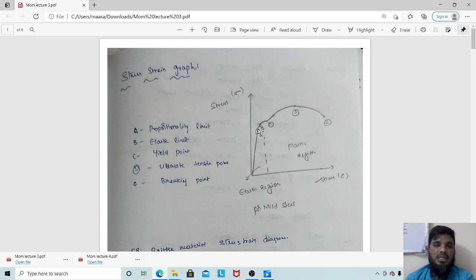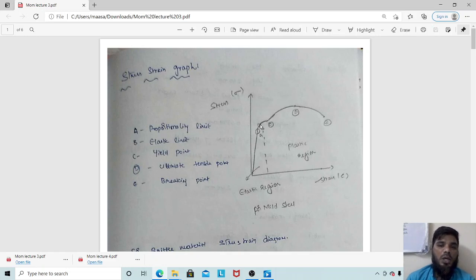What does elastic mean? During this O to A, if I consider this as the origin and this as my point A, if I remove the stress here, the object will come back to its original position along this same path. Even after crossing this point, it will again be elastic itself, but it is not a straight line; it has some curvature. This point is called the elastic limit.